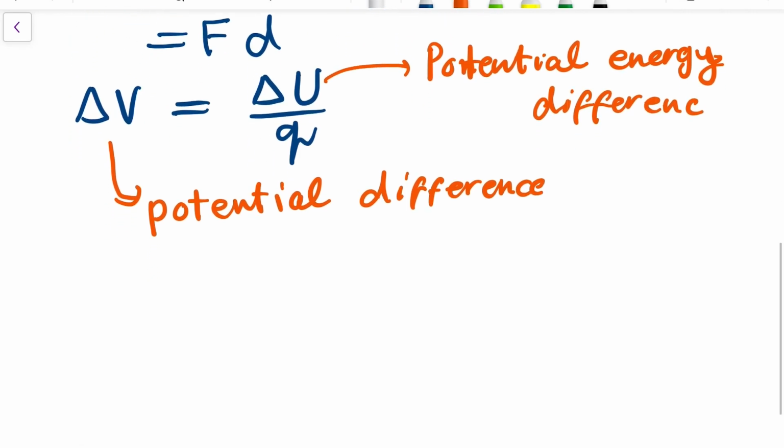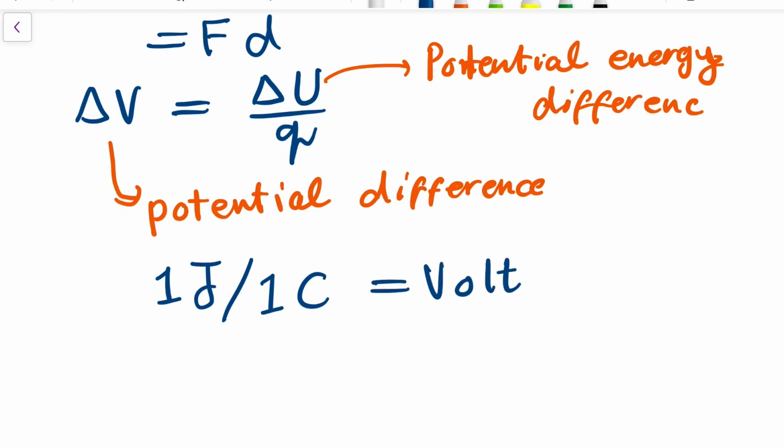The unit of potential difference is volt, which is 1 joule per 1 coulomb. In the engineering context, we usually call the potential difference voltage. This is the first important quantity we should be familiar with in the electronic circuits, voltage. In the next lectures, I will introduce you the current and resistance.